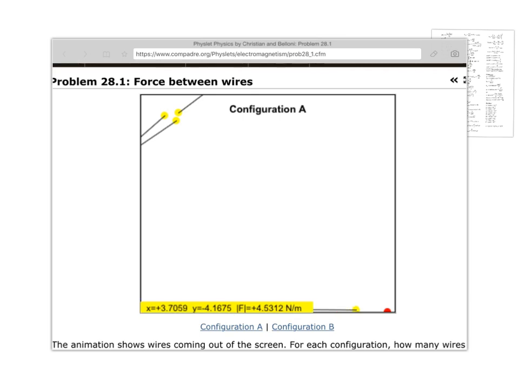And then you can read in the yellow the force between them. And notice the force is in newtons per meter, so that means the force per unit length. And so what you need to do is find the equation that will allow you to calculate what the current is, knowing the force per unit length. So see if you can find that equation and do the calculation.